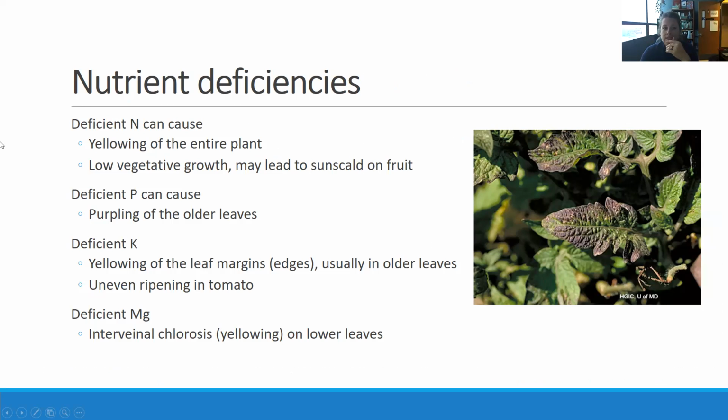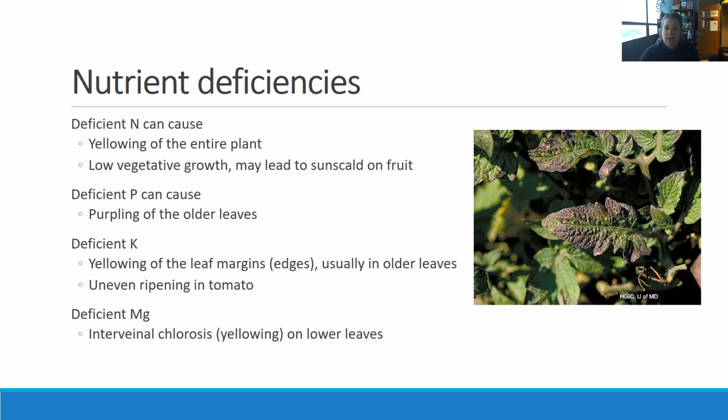Deficient nitrogen, that's probably something a lot of people are familiar with, can cause the yellowing of the entire plant and low vegetative growth, which could lead to sun scald of your fruit, right? If you don't have a lot of leaf protection.